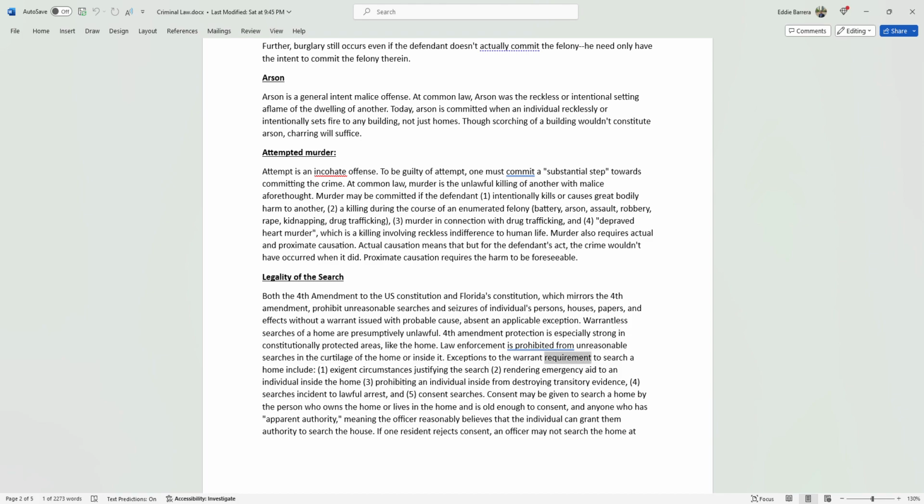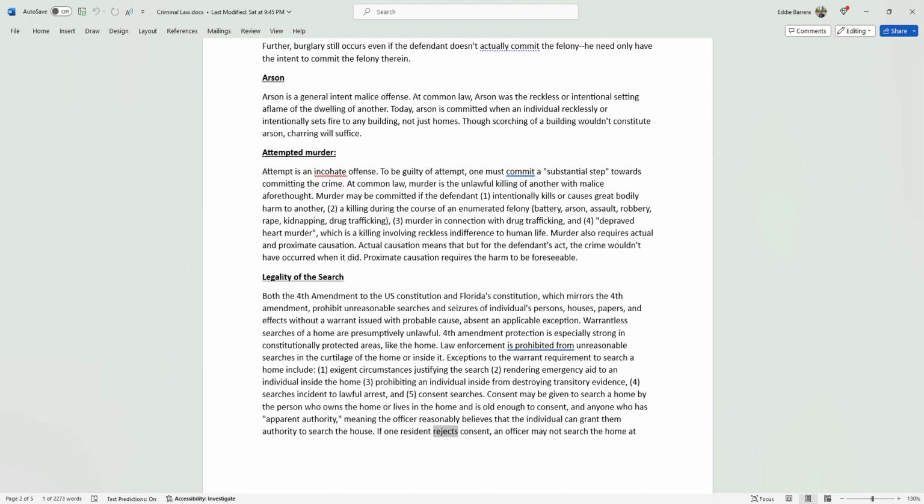Exceptions to the warrant requirement to search a home include 1. Exigent circumstances justifying the search, 2. Rendering emergency aid to an individual inside the home, 3. Preventing an individual inside from destroying transitory evidence, 4. Searches incident to lawful arrest, and 5. Consent searches. Consent may be given to search a home by the person who owns the home or lives in the home and is old enough to consent, and anyone who has apparent authority, meaning the officer reasonably believes that the individual can grant them authority to search the house.